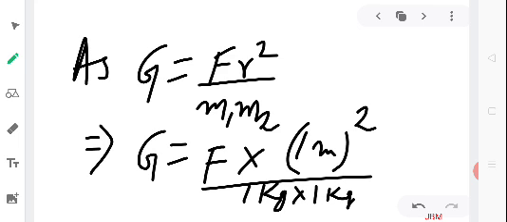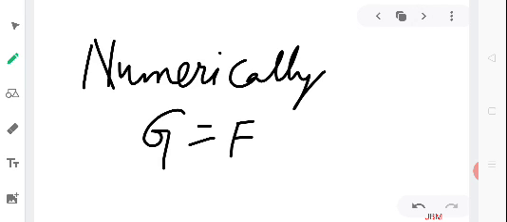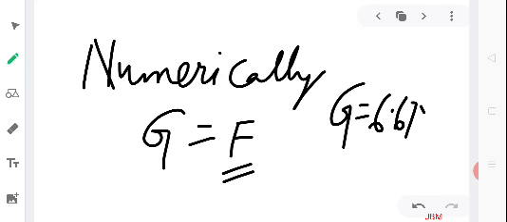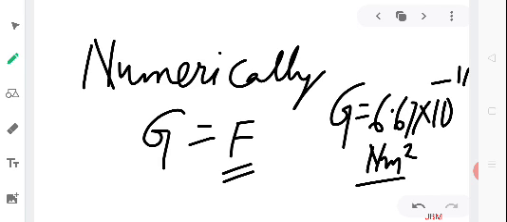So how to define G? We define the universal gravitational constant as numerically equal to the force of attraction existing between two unit masses separated by unit distance. The universal gravitational constant is numerically equal to the gravitational force of attraction existing between two unit masses kept at unit distance from one another. And as we all know, G has a value of 6.67 into 10 to the power minus 11 Newton meter square per kg square.